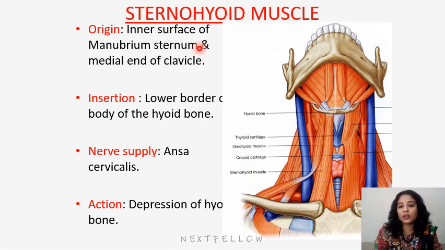That is the sternohyoid. As I said, it gets origin from the inner surface of the sternum, and it also gets origin from the clavicle, and gets inserted to the hyoid bone, that is the body of the hyoid bone. Next, the nerve supply of sternohyoid: most of the infrahyoid muscles are supplied by Ansa cervicalis, which I am going to explain a little later. Then the action of sternohyoid: it depresses the hyoid bone, it pulls the hyoid bone down.